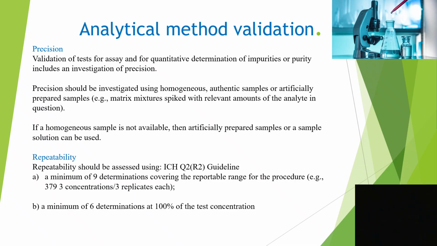Repeatability should be assessed using the ICH Q2(R2) guideline. A minimum of 9 determinations covering the reportable range of the procedure, for example 3 concentrations, 3 replicates. Or a minimum of 6 determinations at 100% of the test concentration.